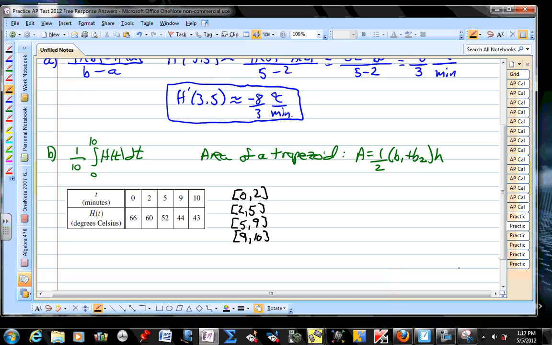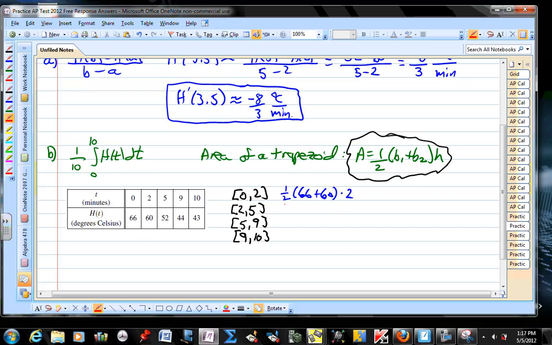Our 4 time intervals are going to be from 0 to 2, from 2 to 5, from 5 to 9, and from 9 to 10. That's given to us in the table. And now, the area formula for a trapezoid is 1/2 times the sum of the bases times the height. Remember that the height of a trapezoid is the distance between the bases. In this case, the bases will be measured vertically, or the h of t values. So from 0 to 2, we're going to have 1/2 times 66 plus 60 times the height. From 0 to 2, the height is 2.